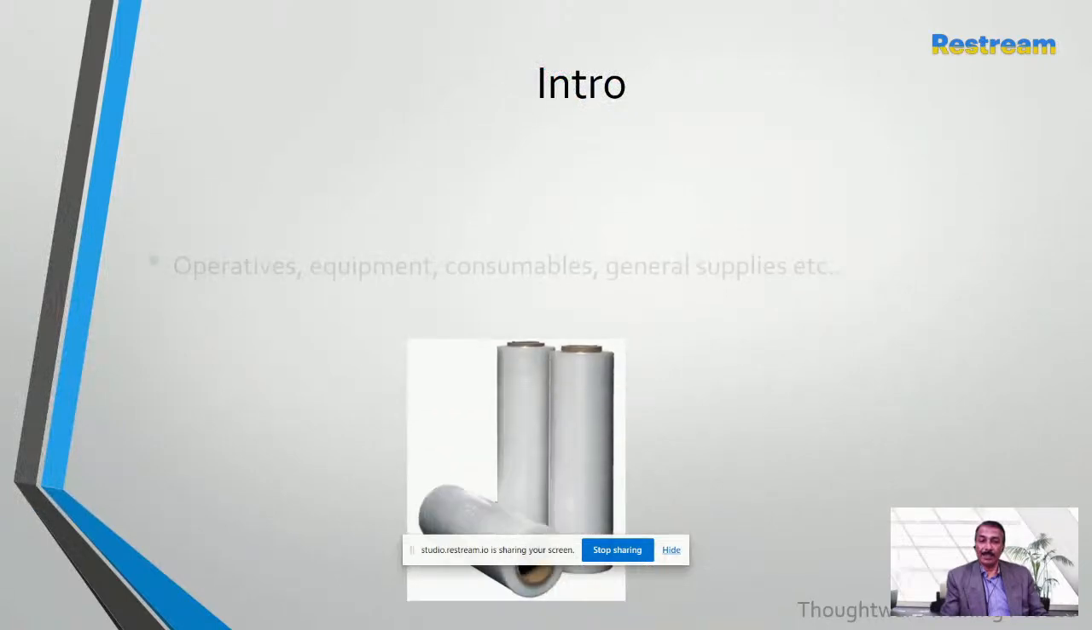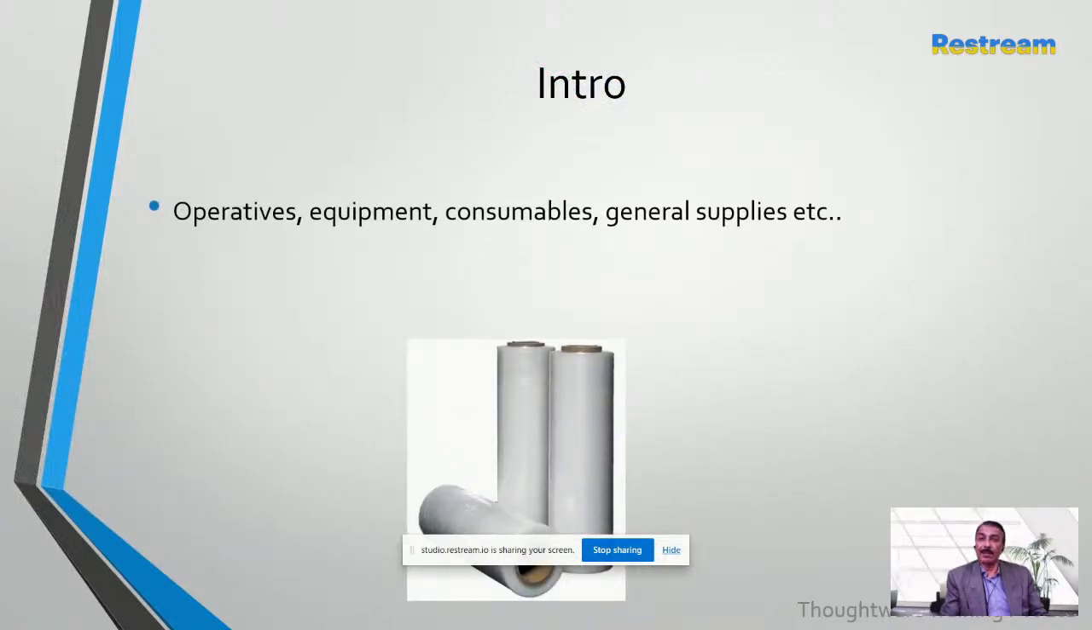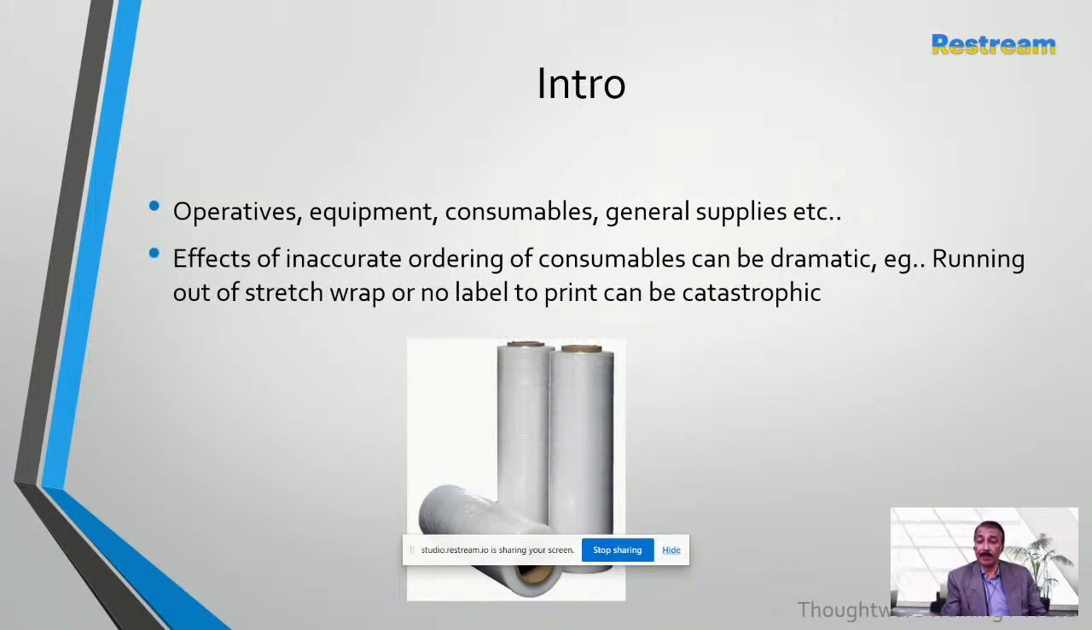Coming to the topic, here we are going to see the operatives. It could be the manpower, equipment, consumables, general supplies, etc. Because if something is missing, the operation becomes less efficient. So there needs to be some kind of planning considering the amount of load expected on the warehouse. This may be useful if you are in a supervisory role or manager role in a warehouse function.